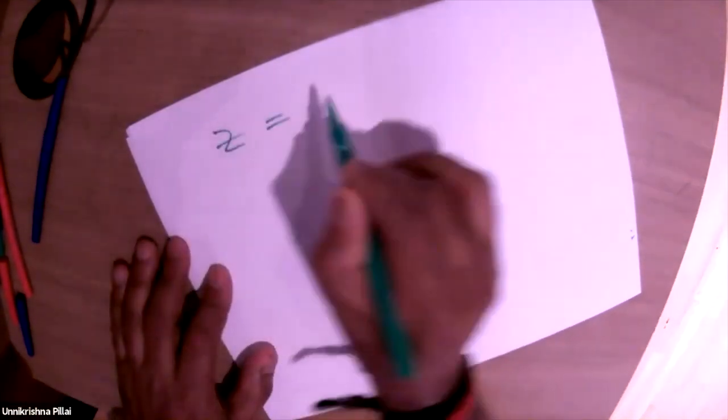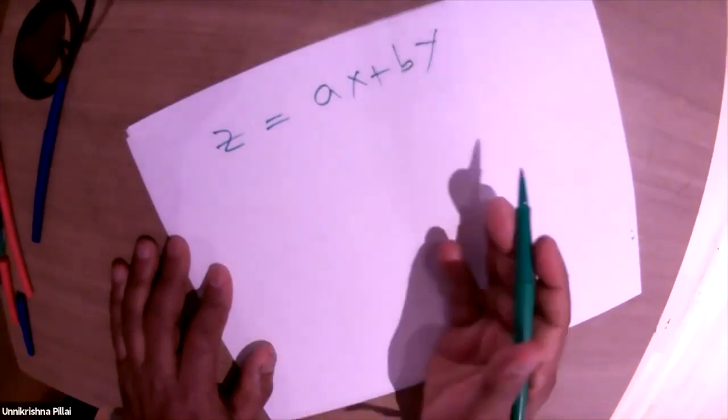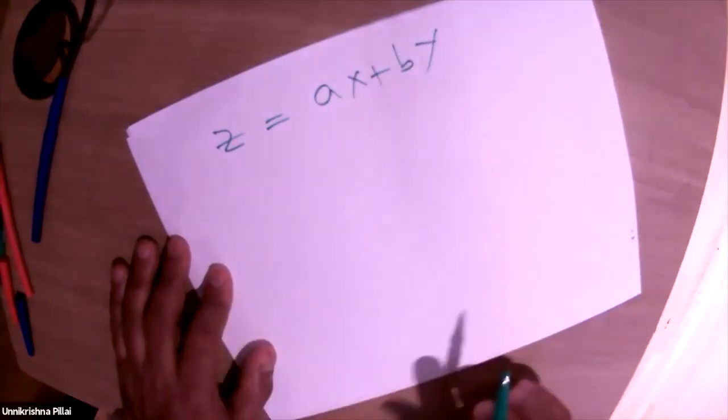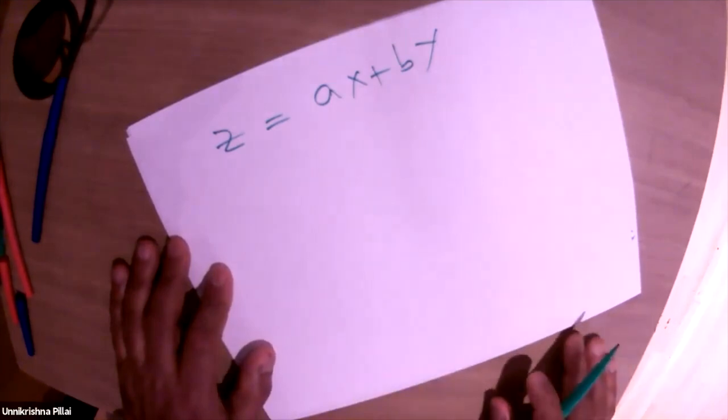X minus y is Gaussian. 2x minus 3y is Gaussian. So forget about all that. Let's take this problem. Let's find the mean and variance. This is again a standard problem. It comes up all the time and a lot of people make mistakes. I don't know why.